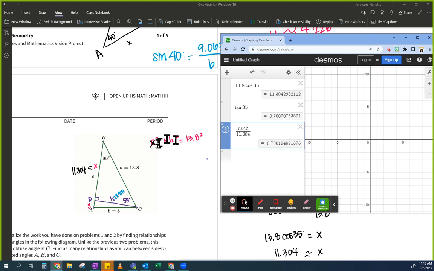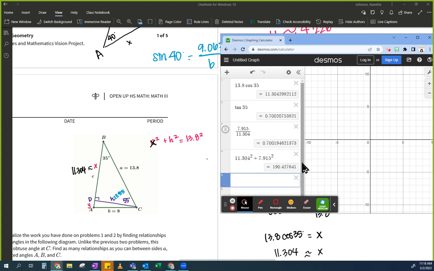right? You can also check it using the Pythagorean theorem, which I will show you really quick. So that would be 11.304 squared plus 7.915 squared. That's 190. So then I'm hoping that 13.8 squared is 190. Yeah, it's pretty close. So they're not going to be exactly equal because I'm never going to copy down all of the digits. In fact, this is not all the digits. The digits go on literally forever. So if I did capture all those digits, then they would be exactly the same, but I'm not going to do that. As long as they're in the neighborhood, I'm fine.